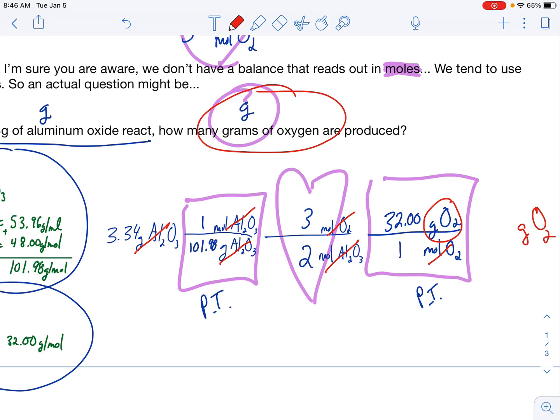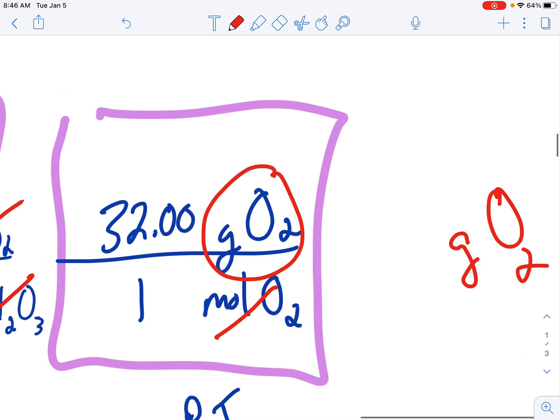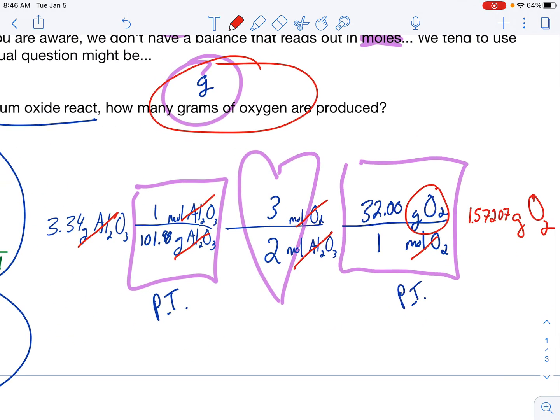Plugging this into my calculator is pretty simple. I can ignore the ones because when you divide by 1 or multiply by 1, it's the same value you start with. So in my calculator, I'm doing 3.34 divided by 101.98 times 3 divided by 2 times 32. And that gives me this fun answer of 1.57207. Well, that's not going to be great because I have way too many sig figs there. But I start with 3, that means I'm going to end with 3. So this is going to turn into 1.57 grams of oxygen.